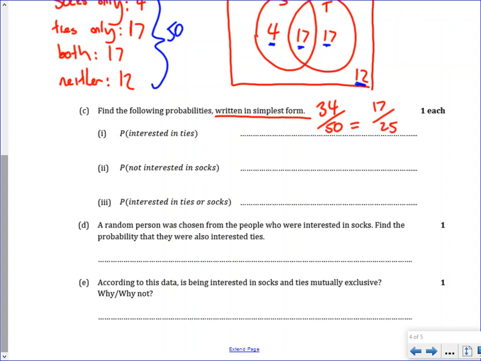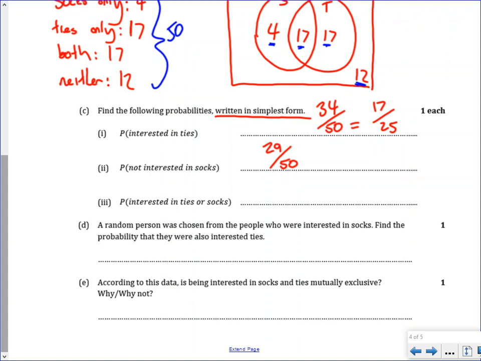Not interested in socks. Well, that means those are the people that like ties only or like neither. Basically everyone outside of the sock circle. So that'll be 29 over 50. And there's no way that can simplify. Alternatively, the other way you could do it is we'll find how many people were interested in socks, which is 21, then do 50 minus 21, which equals 29.